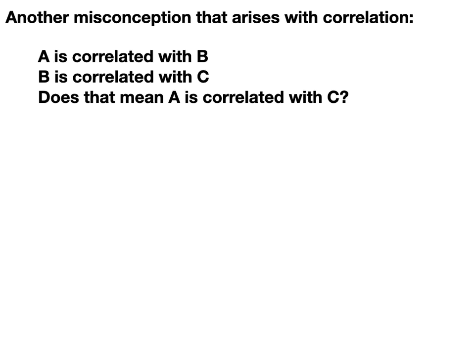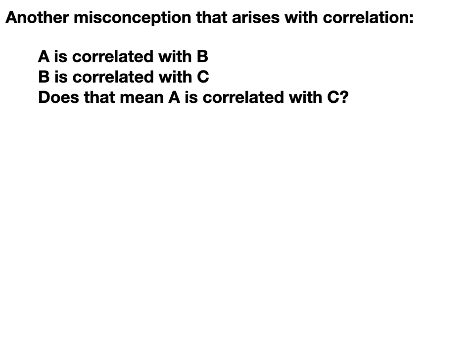Okay, and then one more misconception that we'll look at before we wrap up this lecture. Suppose variable A is correlated with variable B, and suppose variable B is correlated with variable C. Does that mean that A is correlated with C? Well, very often, yes. For example, people's height is correlated with their weight. Their weight is correlated with their blood pressure, and very often height is correlated with blood pressure.